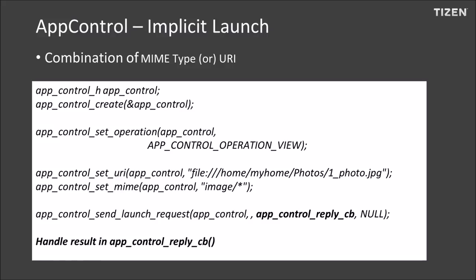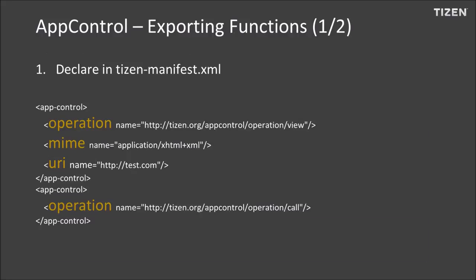So far, we have discussed how one application can invoke another application using implicit or explicit launch. If the application wants to export its functionality so that other applications can use it, we need to implement the following.